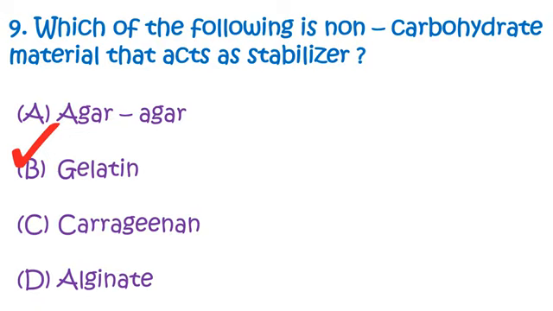while the others are polysaccharides or carbohydrate sources. Agar-agar and carrageenan are obtained from red algae and are composed of galactose sugar, while the alginate is also a polysaccharide which is composed of mannuronic acid and guluronic acid and it is derived from brown seaweed.